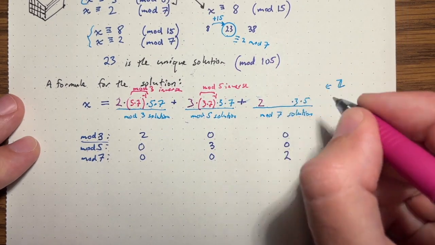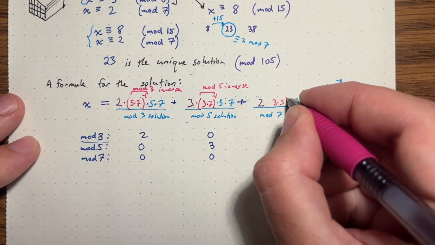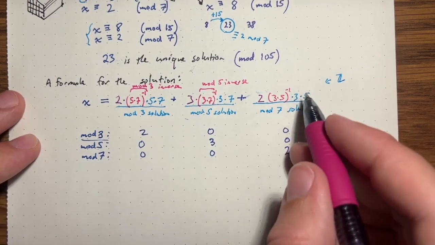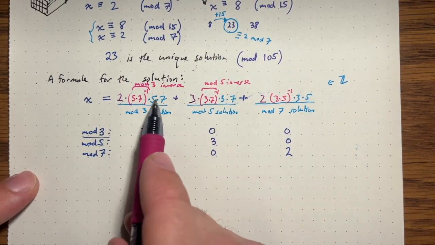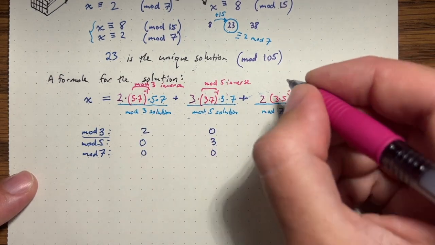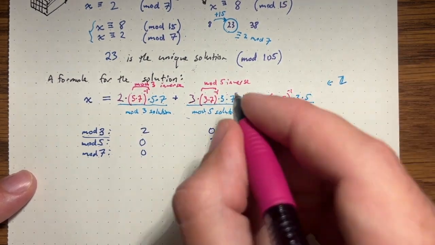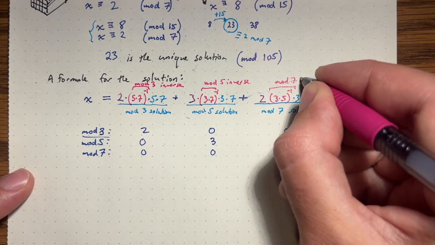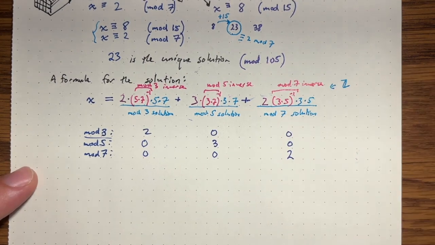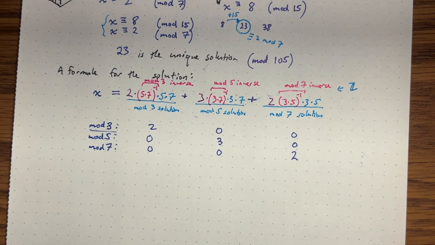And then I need to cancel out the 3 times 5 when I look mod 7. And see, the other terms are already going to go away because they're 0 mod 7. But I need to make sure that this extra bit here gets canceled out. So I'm going to take the mod 7 inverse. And what I just wrote down there, that should just be a formula for my solution.